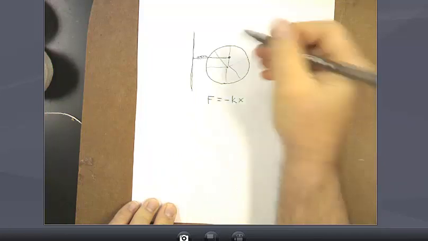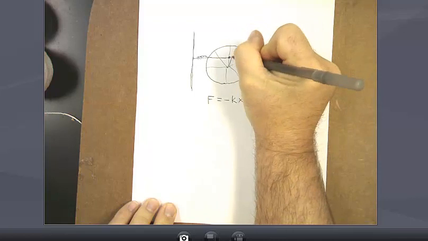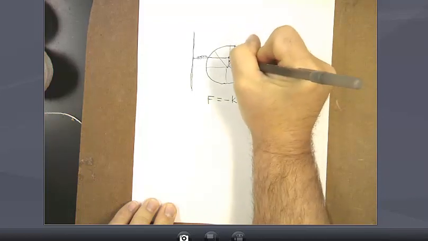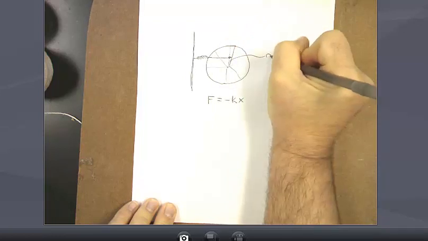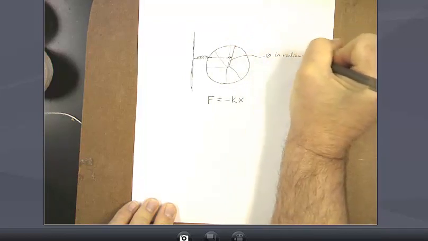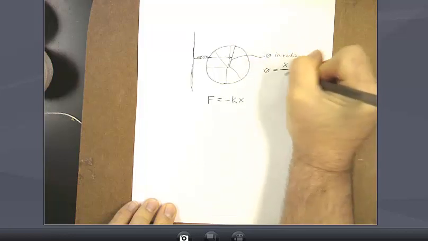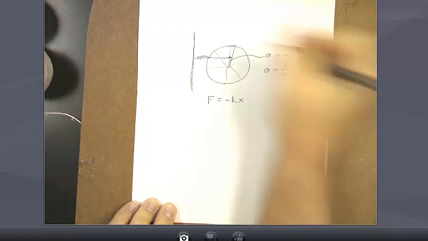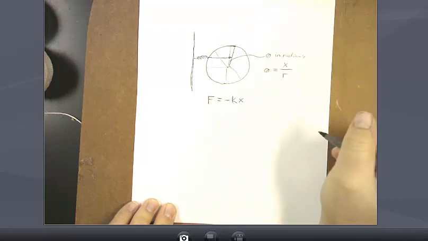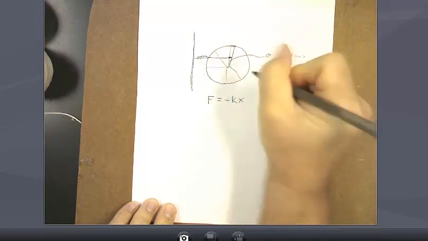So if we're going to talk about this in terms of the rotation of the wheel, okay, we pull this thing out a little bit. Imagine that this angle here is theta in radians. Now remember how this works. Theta in radians is x over r. x is this distance that we're pulling. Actually, it's this distance here. We're pulling the spring out.